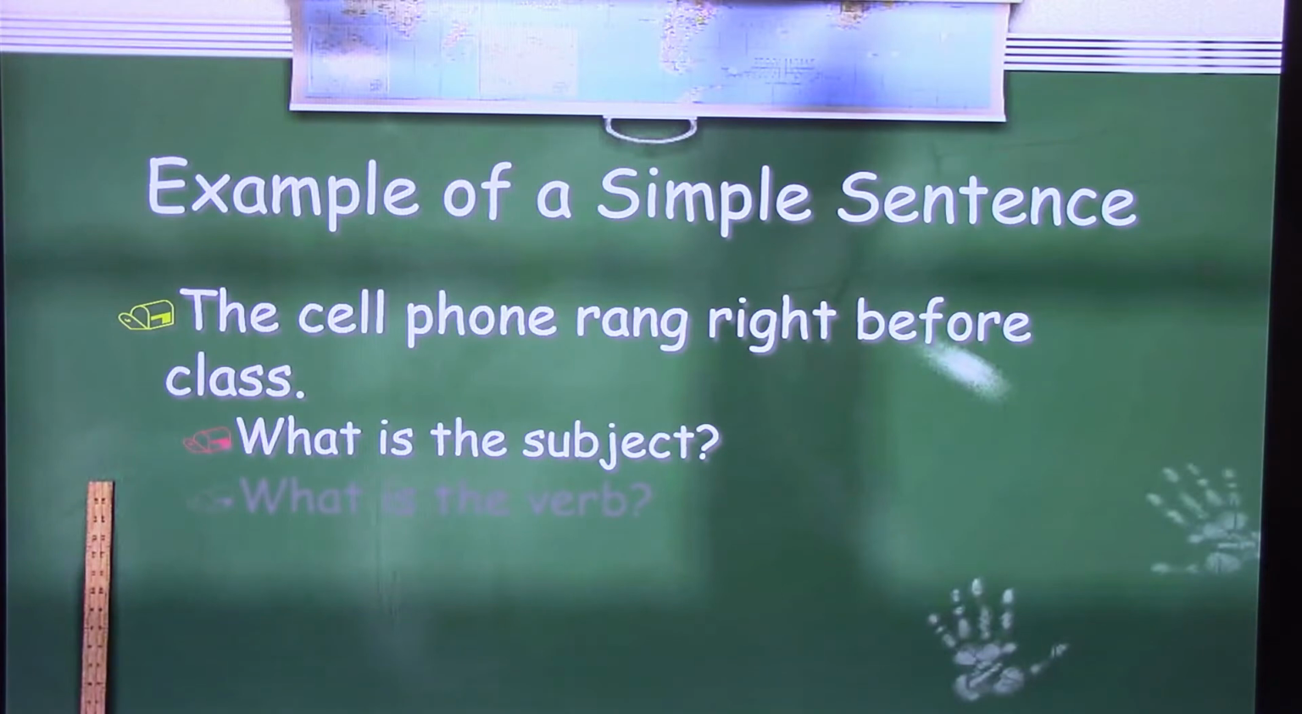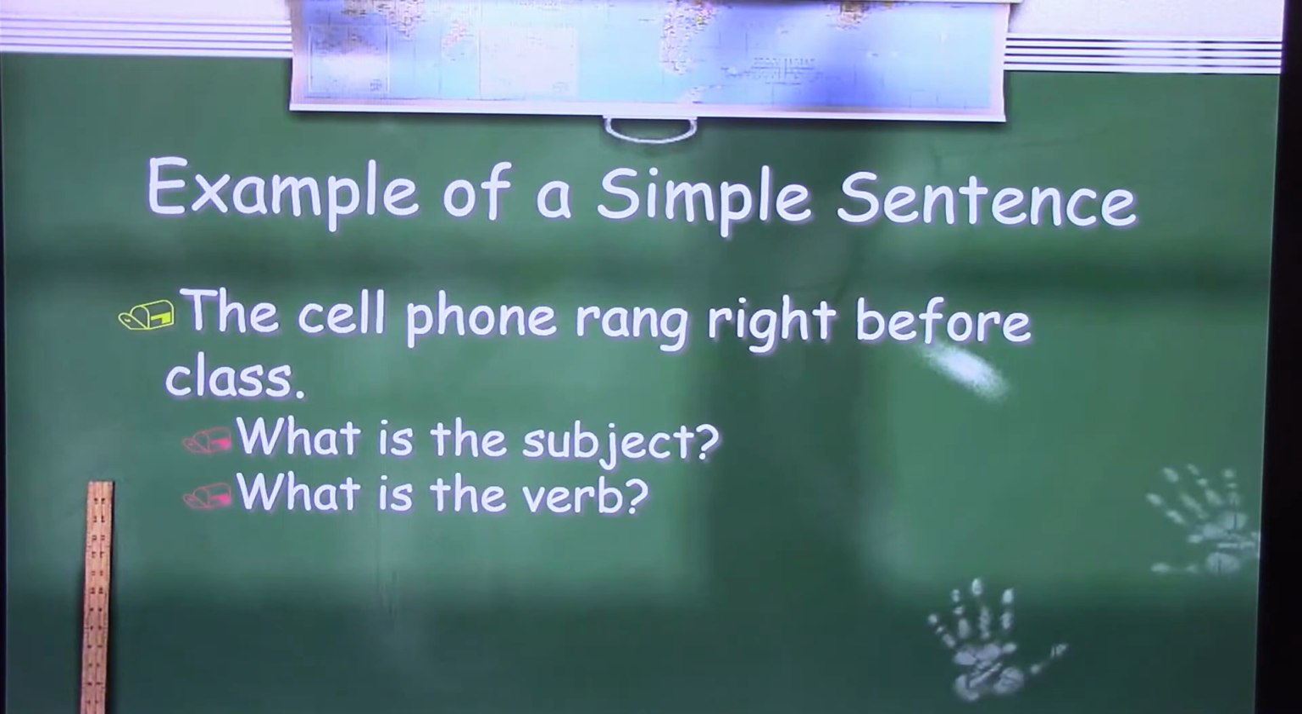Secondly, is this sentence having the verb? Remember, it's a simple sentence. It must have a subject, it must have a verb. Is it having a verb? Then, what is the verb in this sentence? Good. Rang is the verb. This is the work that is done by the cell phone. Therefore, rang is the work. That is a simple sentence.